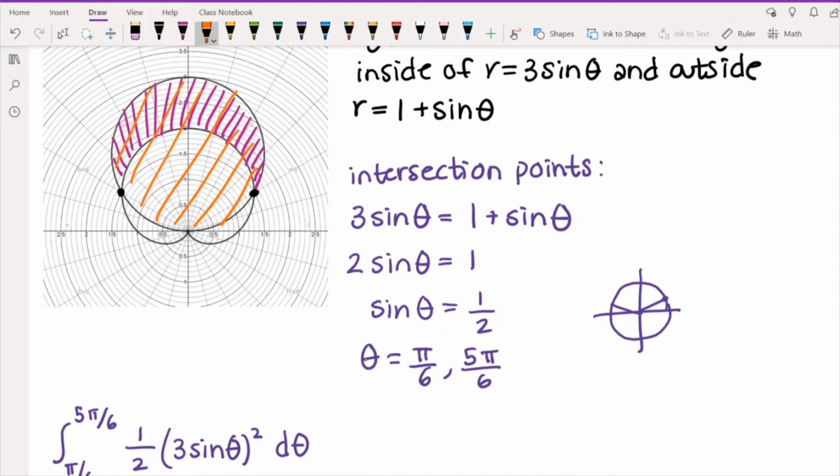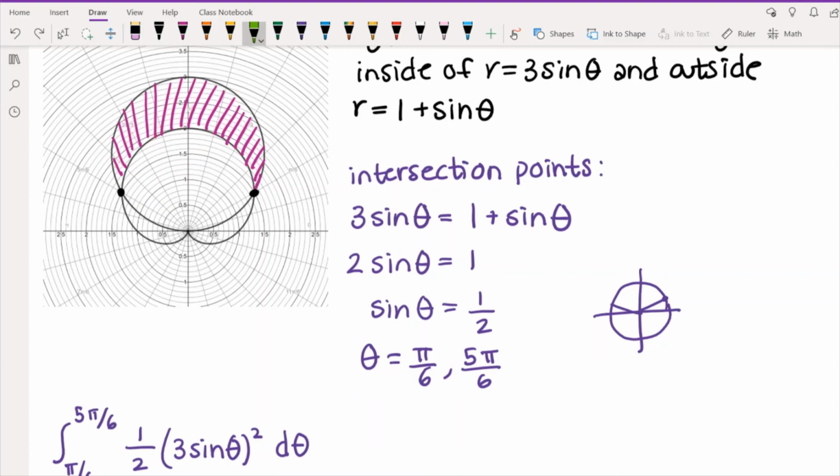So how can we kind of get rid of that extra part that we don't want at the bottom? Well, we can subtract out. So if we instead were to integrate the second function, so the cardioid, from pi over 6 to 5 pi over 6, that would give us this green area. And so if we subtract that out, that is going to then leave us with the area that we want. So what we're going to do is we're going to subtract out.